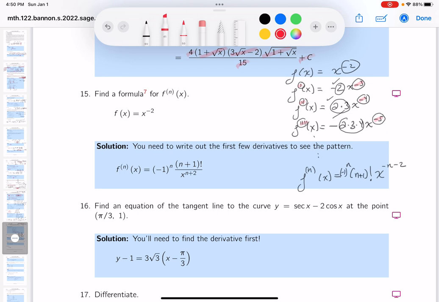All right, let's look at the key, see if we got that. And I'm seeing the minus 1 to the n. I'm seeing an n plus 1 factorial. I'm seeing something a little bit different over here, though, but it's really equivalent. And why is that? If you rewrote that as 1 over, it would be x to the n plus 2. So it does work out beautifully. Thank you.